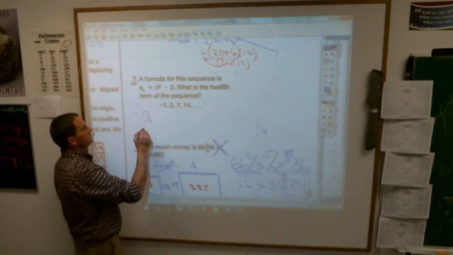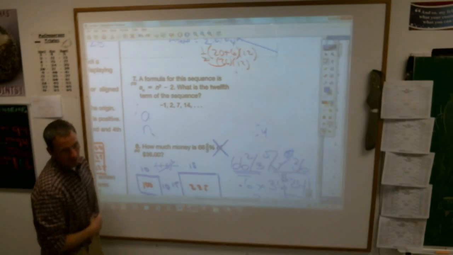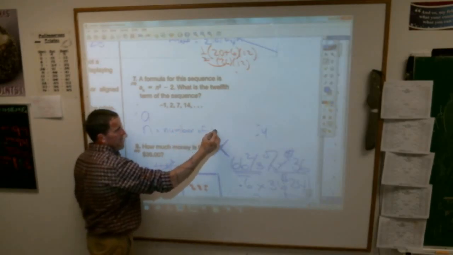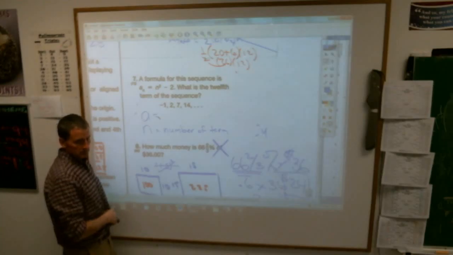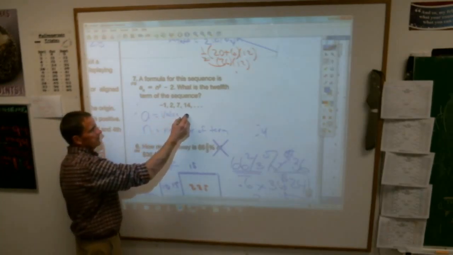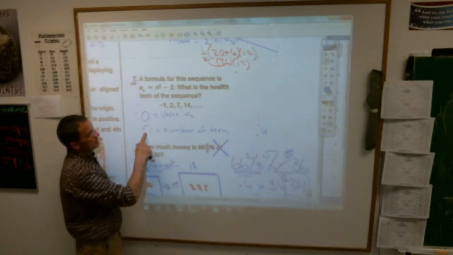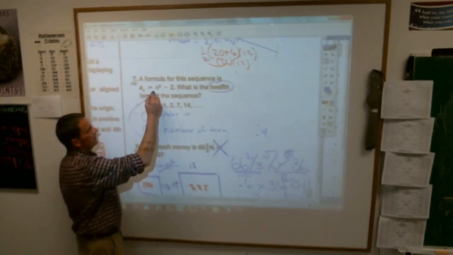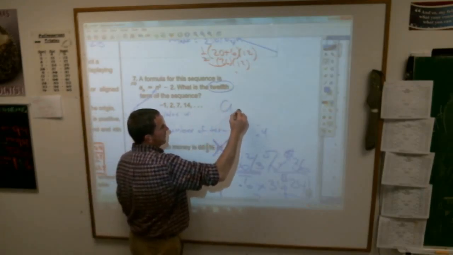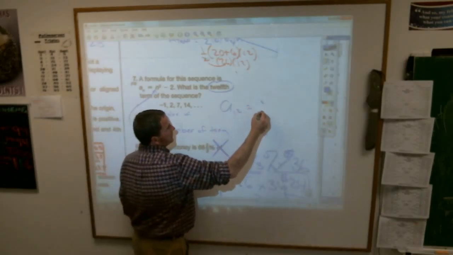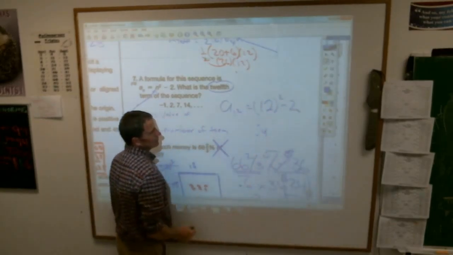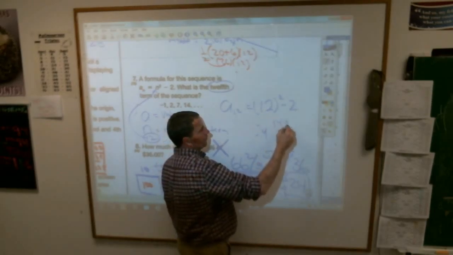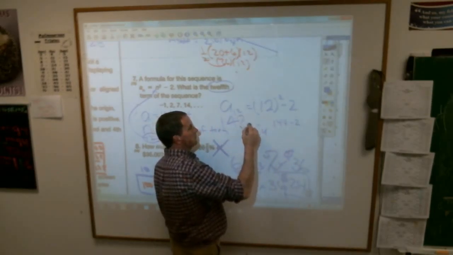Here we go again. You've got two letters there, the letter A and the letter N. What does the letter N stand for, Cameron? It's the number of the term, right? And A is the value of the term. For the 12th term, the letter N should be 12. You just put 12 in for the letter N right here. The value of the 12th term is 12 squared minus 2. What is 12 squared? 144 minus 2 is 142.